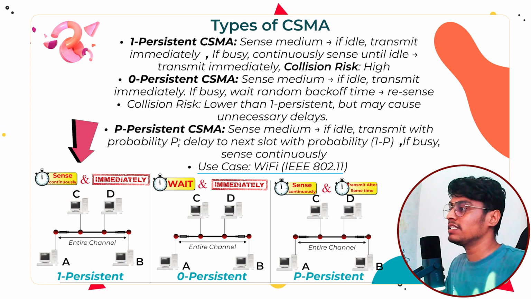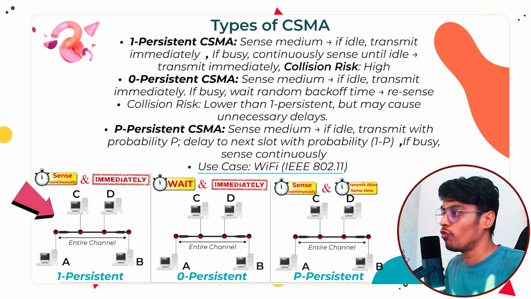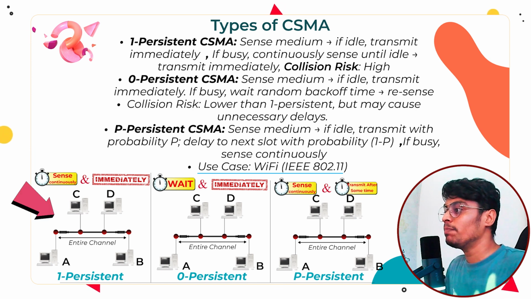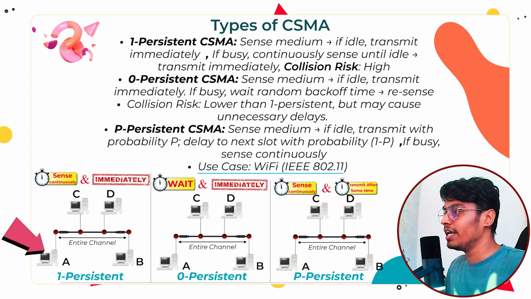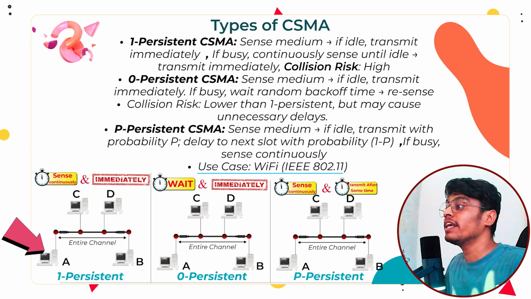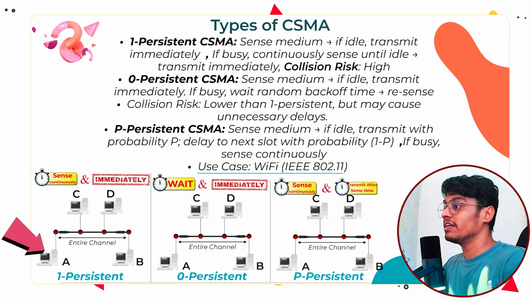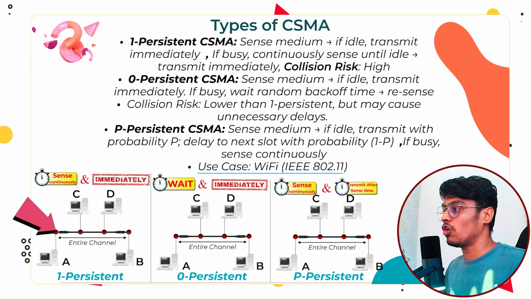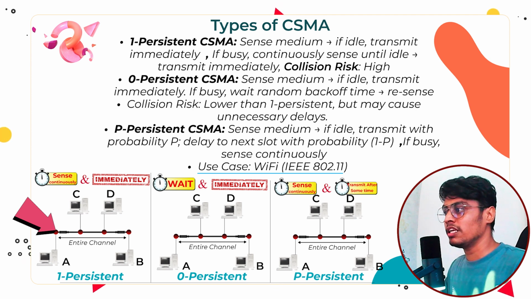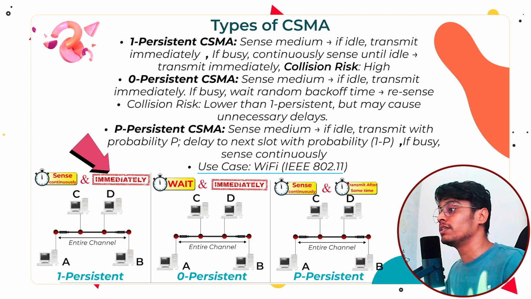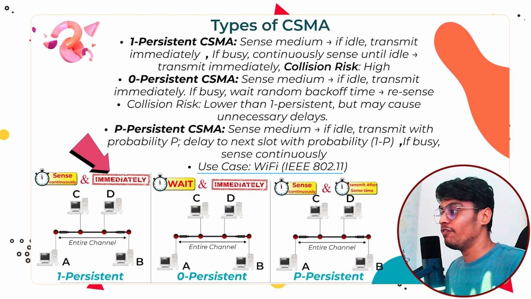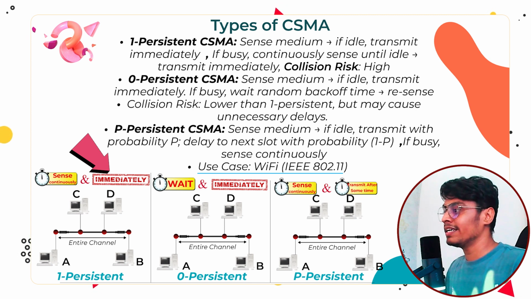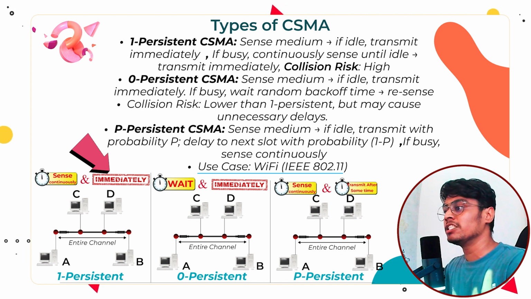Okay, 1 persistence means what? Let's say we have 4 nodes connected to our medium. In 1 persistent CSMA, if node A has data ready to send, it will first sense if a signal is already moving or not. If no signal is moving, then A will immediately transmit that data. Okay, simple concept. If it detects that the medium is idle, nothing is moving, then A will immediately transmit its data.